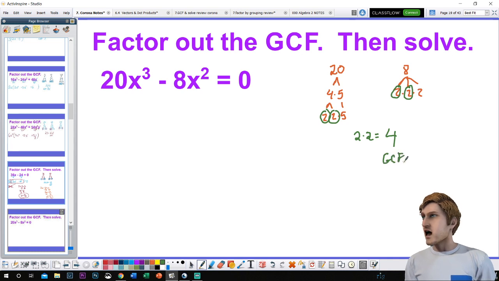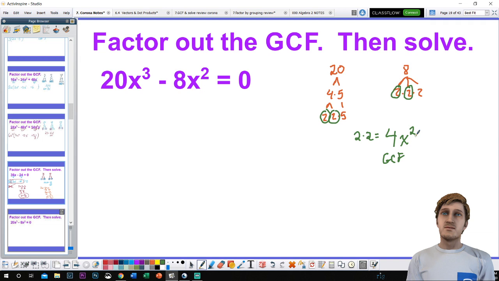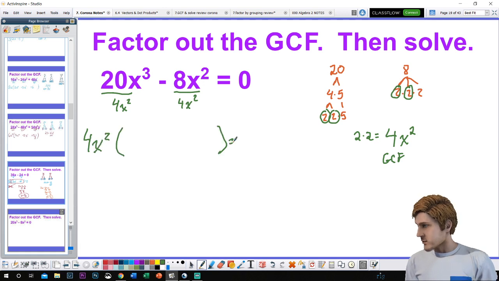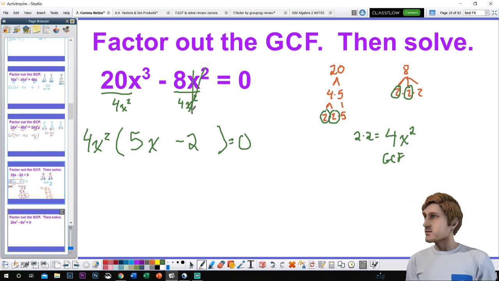However, in addition to that, I'm going to look at my smallest exponent. My smallest exponent for x was 2, so this is 4x squared. So I'm going to take each of these and divide them by 4x squared. After doing that, I put 4x squared on the outside. Don't forget your equals 0. And let's divide. 20 divided by 4 gives me 5. 8 divided by 4, it's negative, gives me -2. Subtract your exponents, that gives me 1. Subtract your exponents, that gives me 0 because the x's cancel.